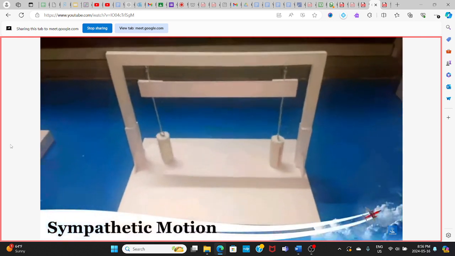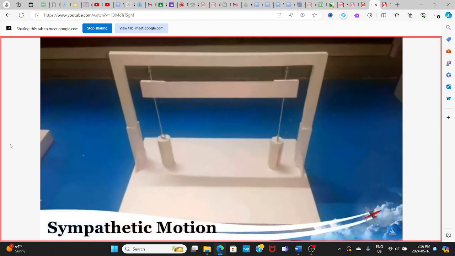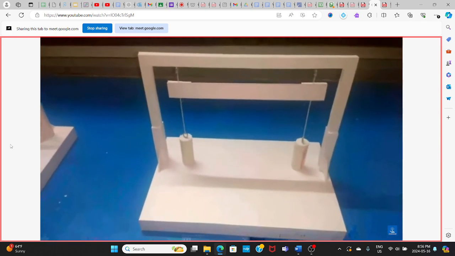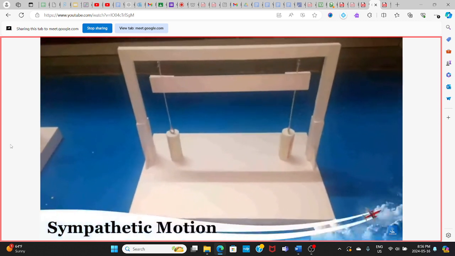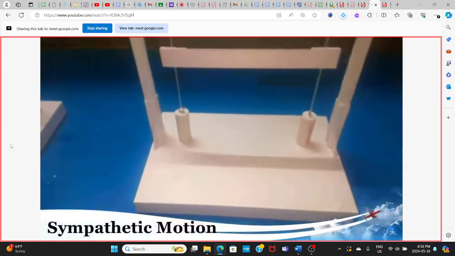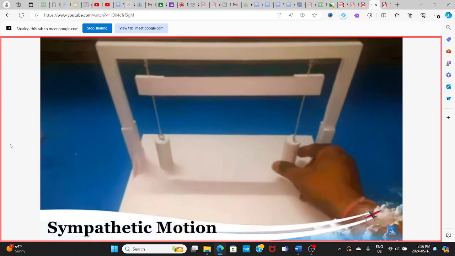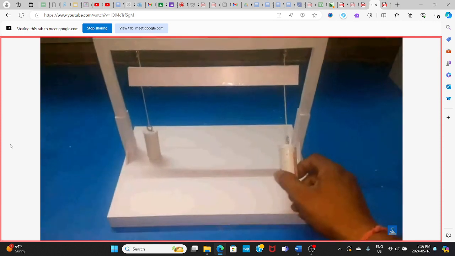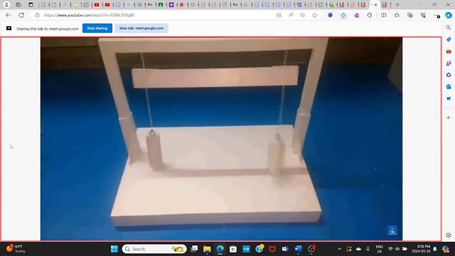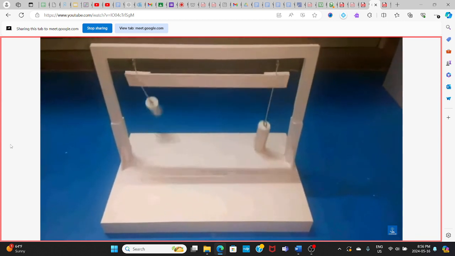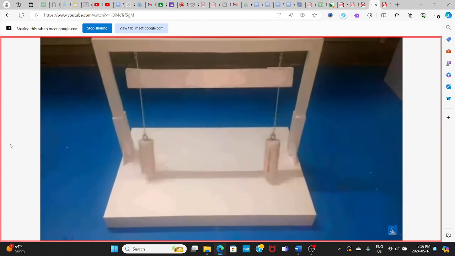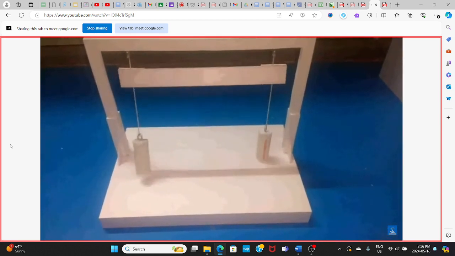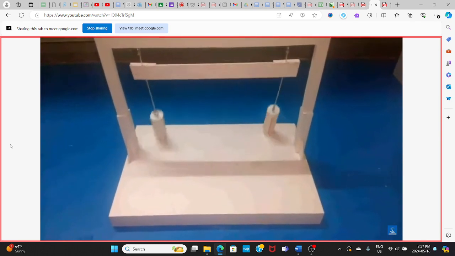Sympathetic motion. As we know, this is the rule of physics that if two objects are connected by any sort of medium, there is a transfer of energy. In this demonstration we can see that if we independently release that object, after some time the other one also has the same motion, and again the motion transfers back to the main object, and after that to the second one.